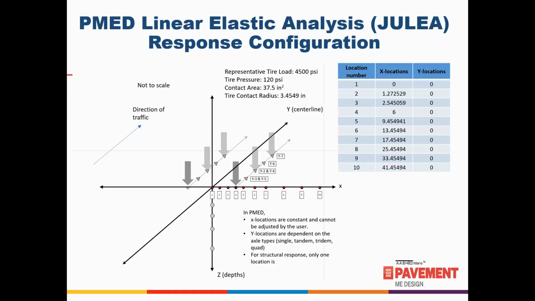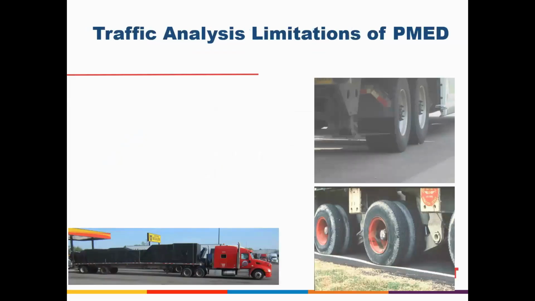So X and Y are constant, and I apologize that the last bullet got cut off there, but what I meant to say was that for structural response, only one location is going to be used, which is the critical location. Obviously, where you have the highest stress and strain response is where your maximum damage accumulation or strain hardening is going to occur. And the predictions are going to be based on that one location.